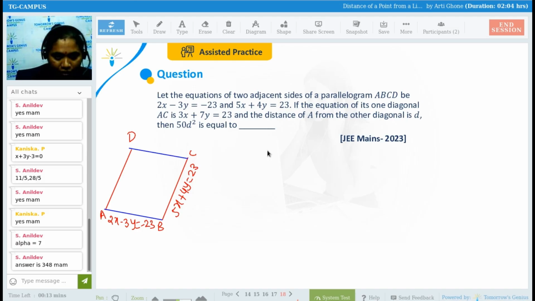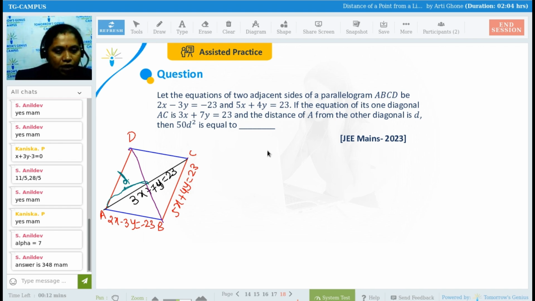good part. In JEE 2023, this question is asked. So AC is 3x plus 7y is equal to 23. All are 23. Okay, the distance of A from the other diagonal BD. So distance of A from the other diagonal. Now first I will draw the other diagonal. This one is the other diagonal BD, and what is the distance d? Only this much is the distance d. Okay, and then 50d square is asked.